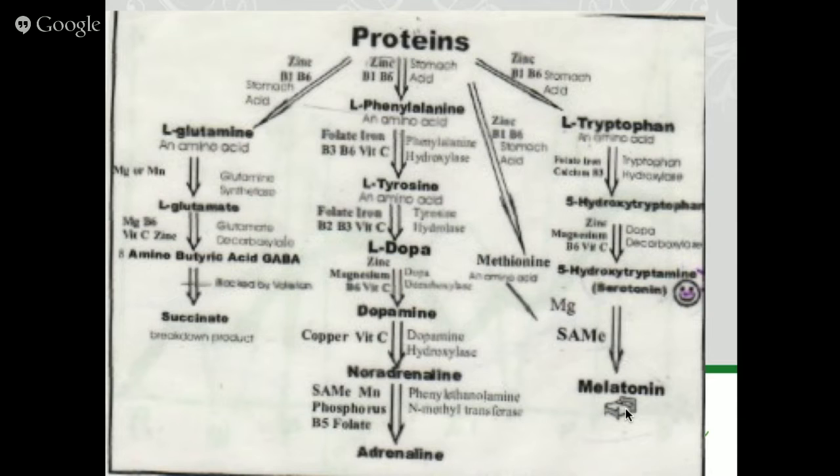Now, adrenaline is made up on the left-hand side of that marker there. We've got all of the cofactors that create adrenaline. So we've got zinc, B1, B6, folate, iron, B3, B6, more vitamin C, more folate, more iron, more Bs, more vitamin C, more zinc, more magnesium, more vitamin C again, SAMe, some Bs and some folate, and then we can finally create adrenaline.